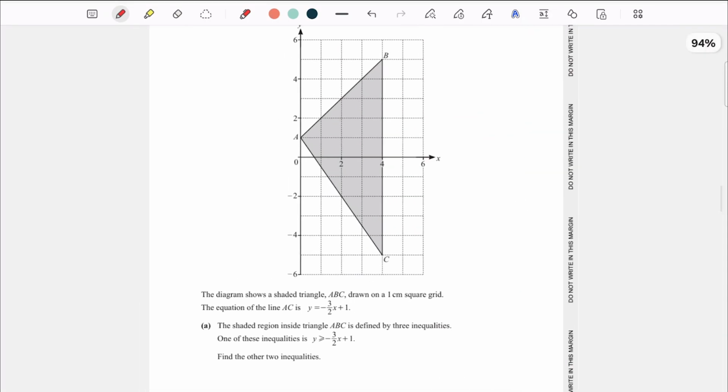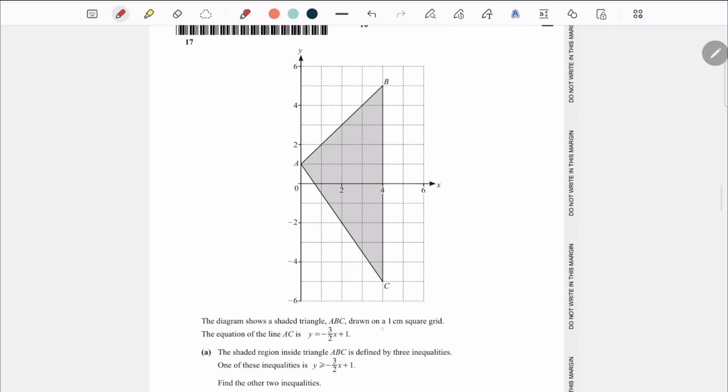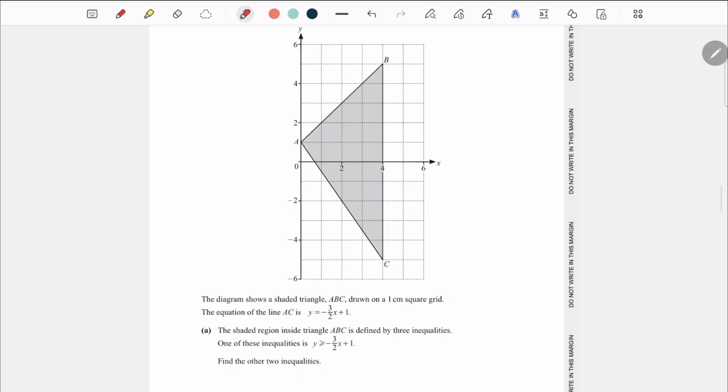Question 17. The diagram shows a shaded triangle ABC drawn on a 1 centimeter square grid. The equation of line AC is given, and that is y = -3/2 x + 1. The shaded region is defined by 3 inequalities. One of them is y ≥ -3/2 x + 1. Find the other two. So we have to find the equation for this line and this line, that are AB and BC.